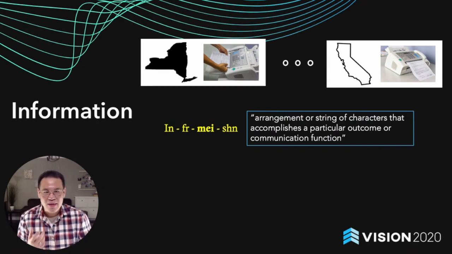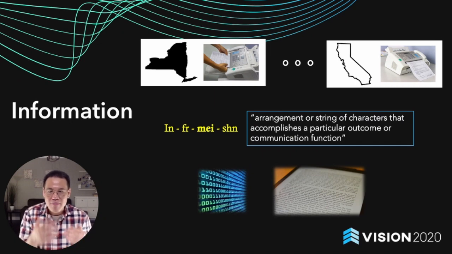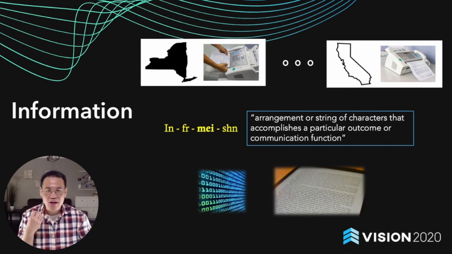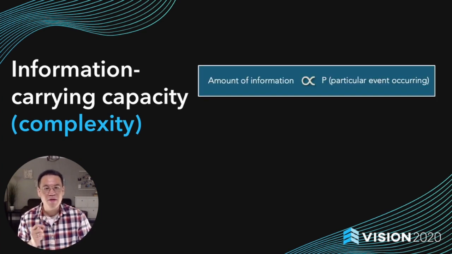For example, lines of computer code that cause a program to run, or a sequence of English letters that make up a sentence. And when we think about information, there are two important aspects that we have to know. First of all, there's something called information carrying capacity. According to information theory, the amount of information something carries is inversely proportional to the probability of a particular event occurring.